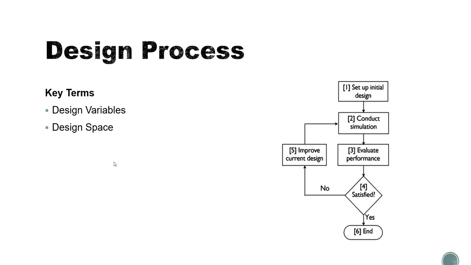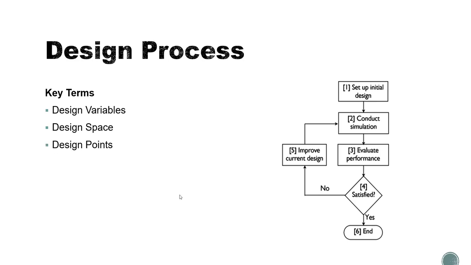The second key term in the design process is the design space. This is a space that is spanned by the design variables. If we have only one variable, it will be a set of linearly spaced points, so a line will be the design space. If there are two variables, then the design space will be a surface, a plane actually. And if there are three design variables, then the design space will be a full 3D cube.